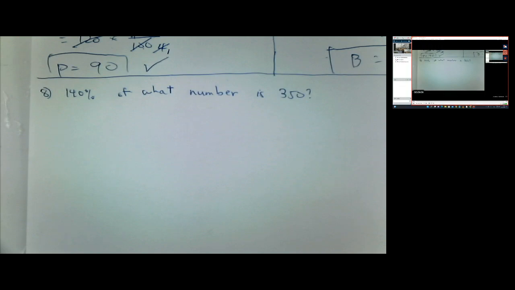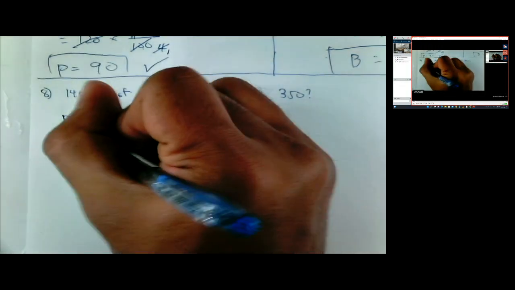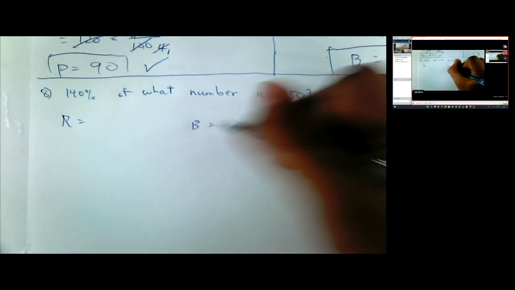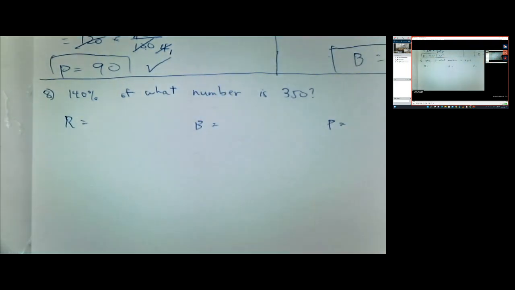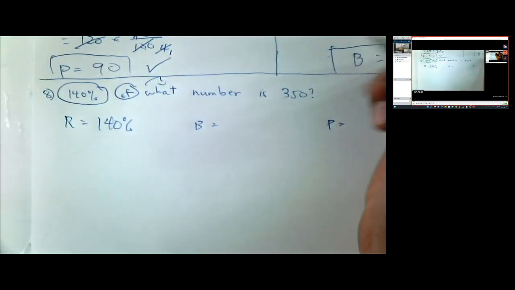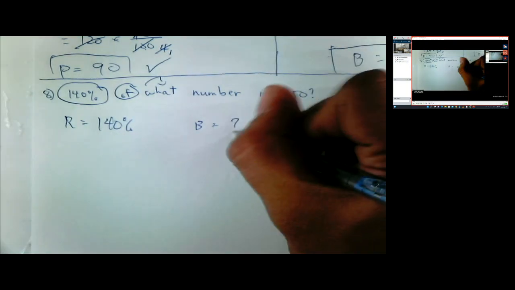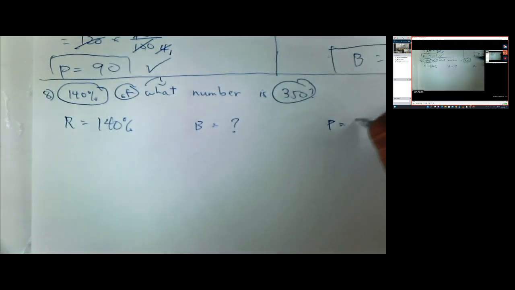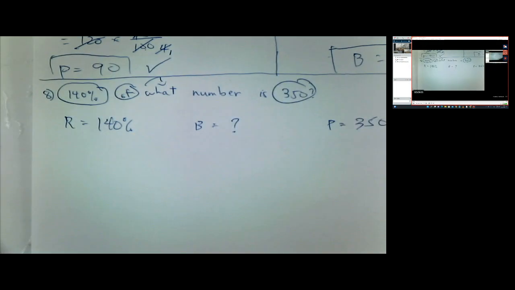And as for number 8. 140% of what number is 350? So let us identify the rate, the base, and the percentage. Now, again, 140%. It is percent form, so that would be your rate. As for your base, after the word "of," we don't have it, right? Because after the word "of" is what?